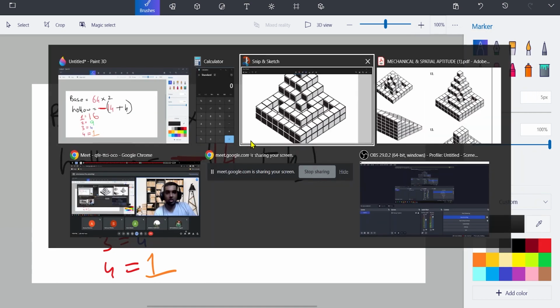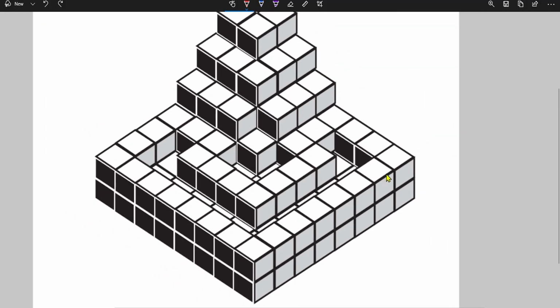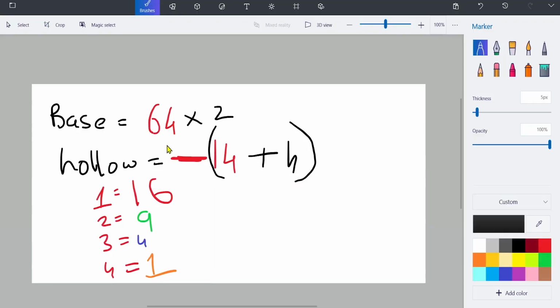How much is our base? 1, 2, 3, 4, 5, 6, 7, 8, 9, 10, 11, 12, 13, 14, 3, 4, 5, 6, 7, 8. So 8 by 8 is 64. Then we have 2 of those and only one of them is cut out, because we see only one block over here. This is 128.